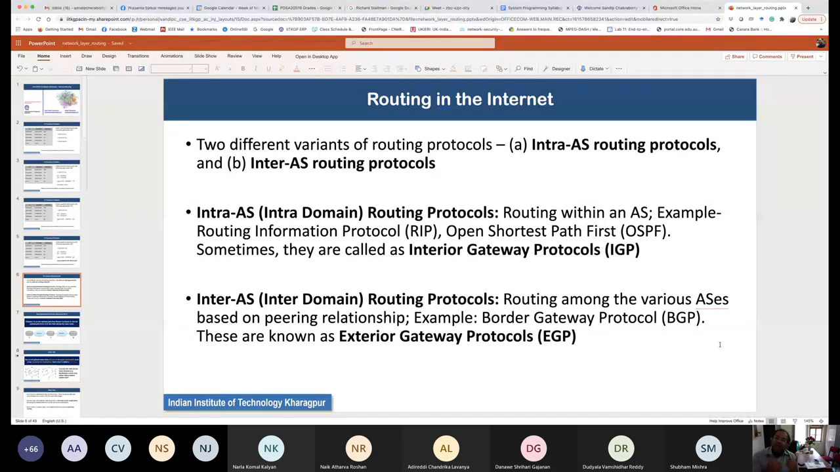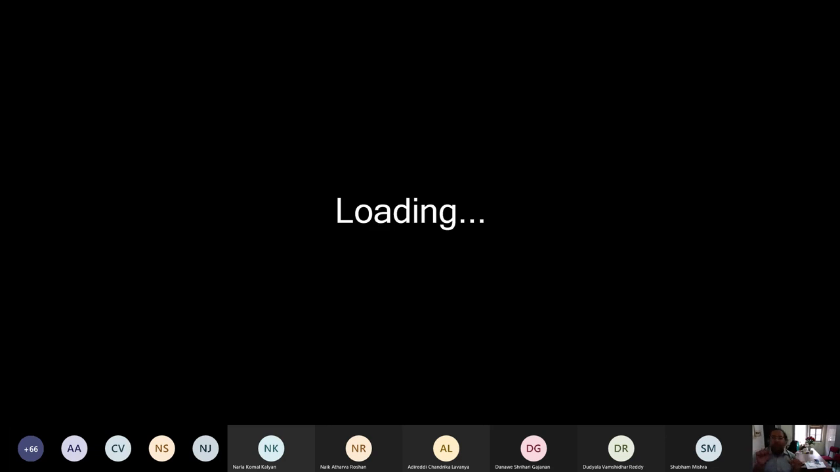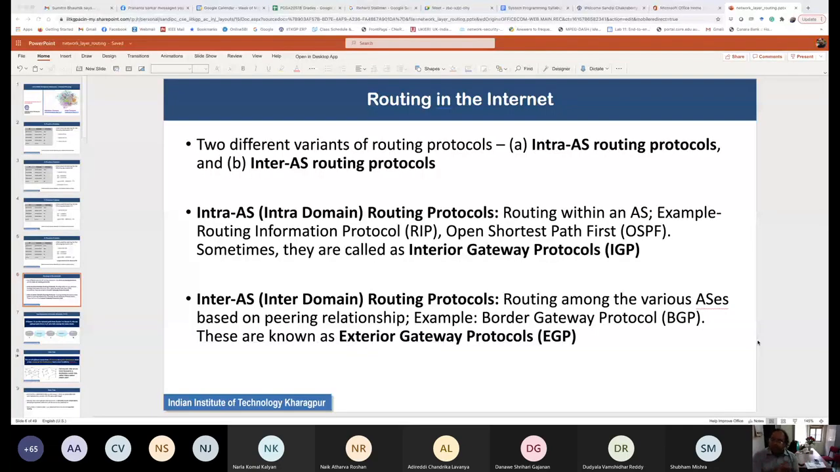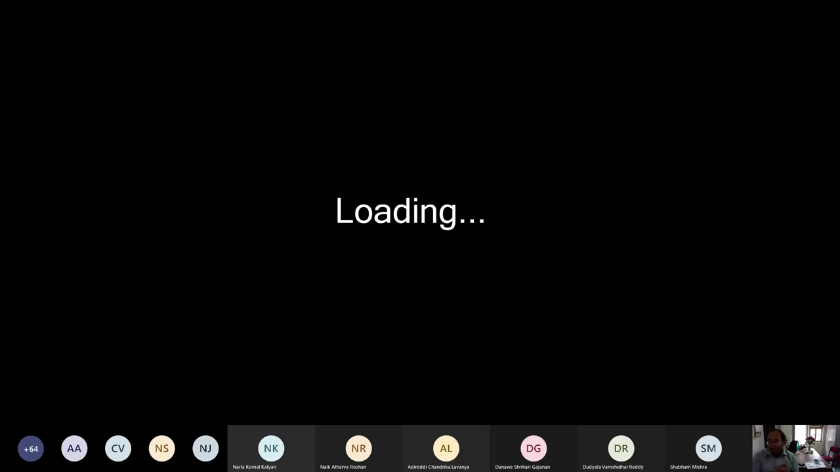Now, what is the intra-AS routing protocol, which we sometimes call the intra-domain routing protocol? These are the routing protocols which run within an autonomous system. The purpose of the intra-domain routing protocol is to forward a packet within an autonomous system. Examples of such protocols are the routing information protocol or RIP, and open shortest path first or OSPF. Sometimes these protocols are also called interior gateway protocols or IGP.